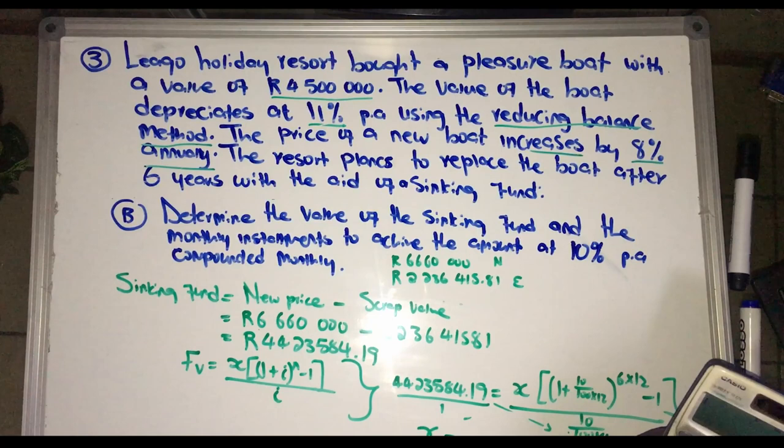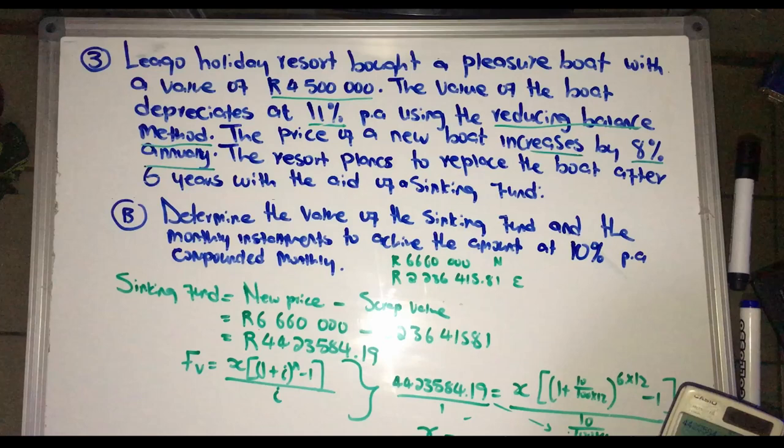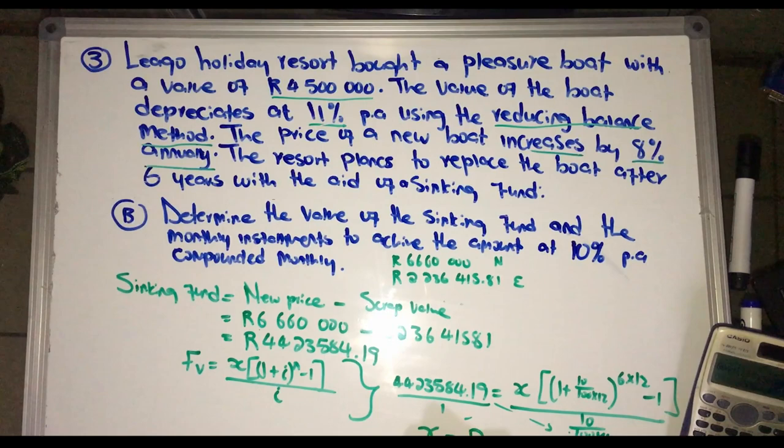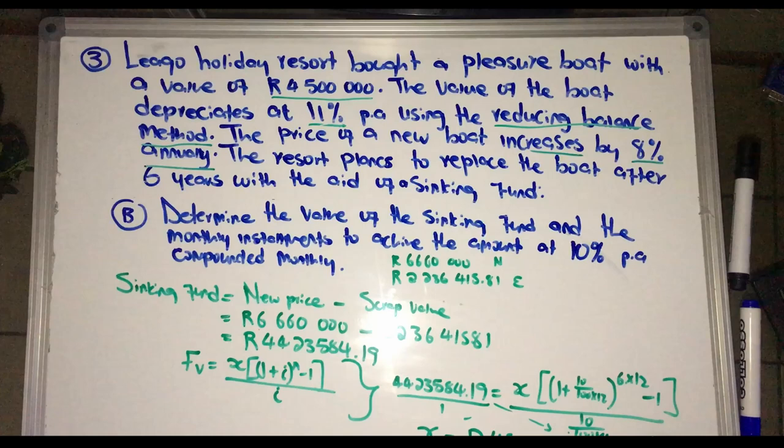Okay, so we have 4,423,584.19 multiplied by 10 over 100 divided by 12, all divided by the whole bracket, 1 plus 10 over 100 divided by 12, to the power of 12 times 6, then minus 1, close the bracket, and then we get our answer to be 45,087.4. Okay, so since the resort is a holiday resort, they must contribute 45,000 rands for 6 years.